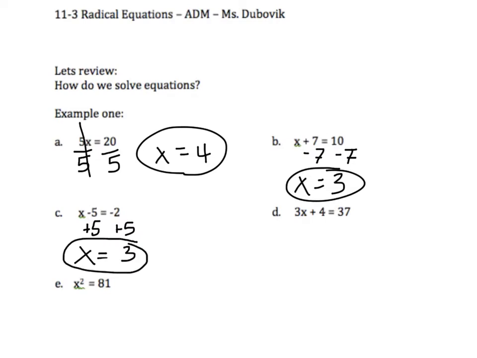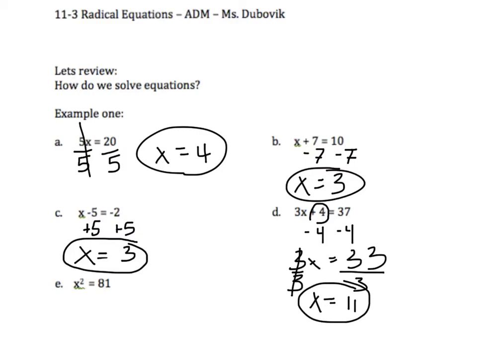Always watching your signs. Part D has 2 steps to it. Your first step is going to be getting rid of that positive 4. So we're going to subtract 4 from each side. You're going to get 3x equals 33. From there, we're going to then divide, so that way we get our x by itself. The 3's cancel out on the left-hand side, so you have x equals 11.